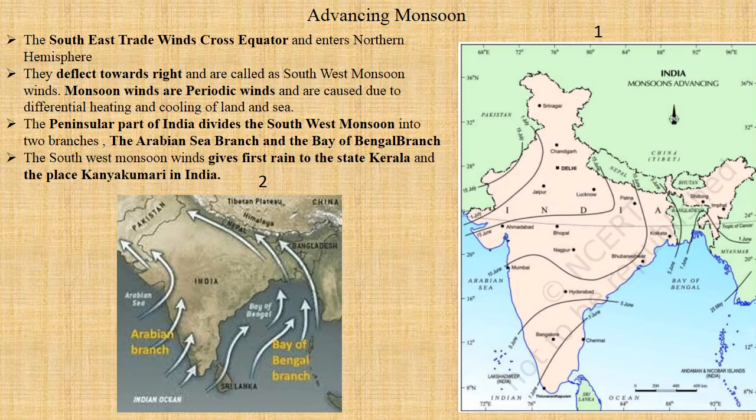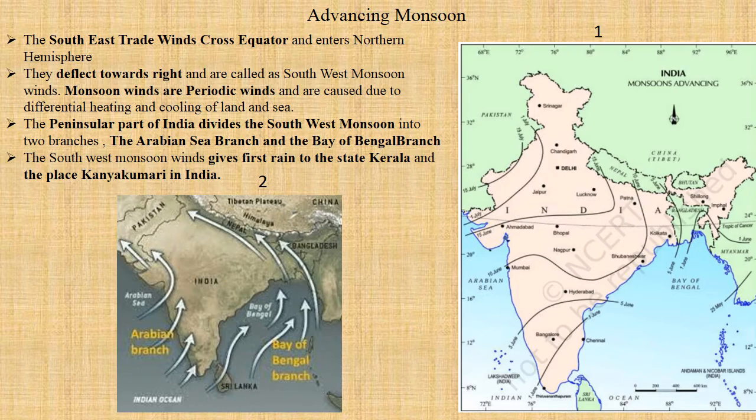The first state to receive rain in our country is Kerala. Give reason why Kerala receives the first rain. The reason behind that is Kerala lies in the southern part of our country and the monsoon begins from there.